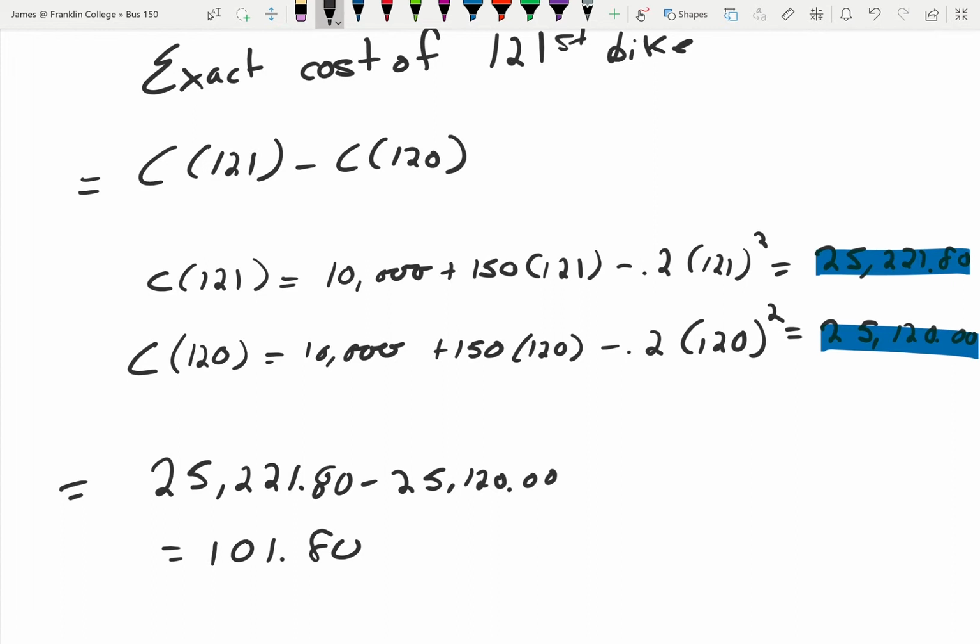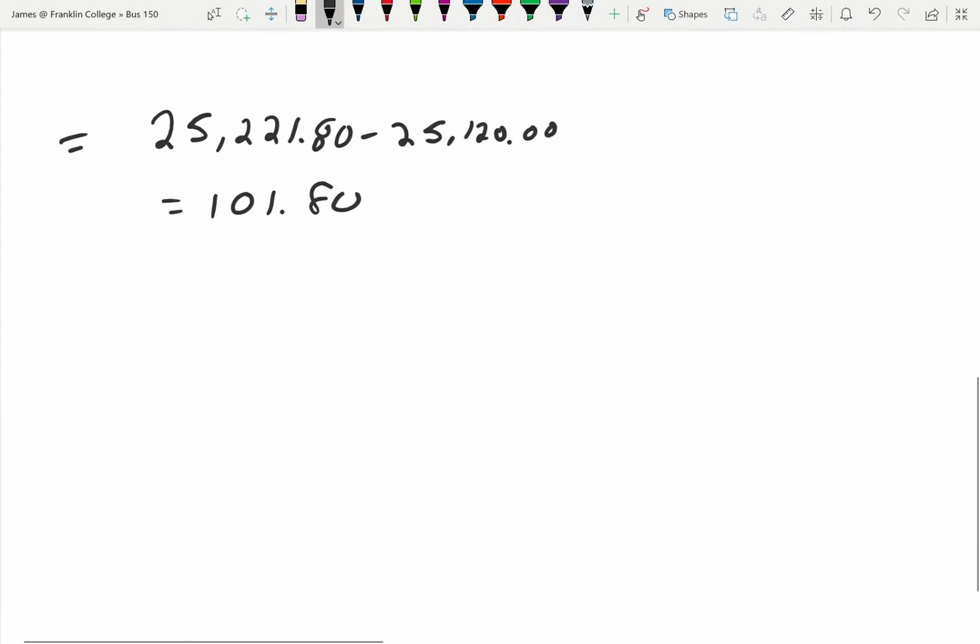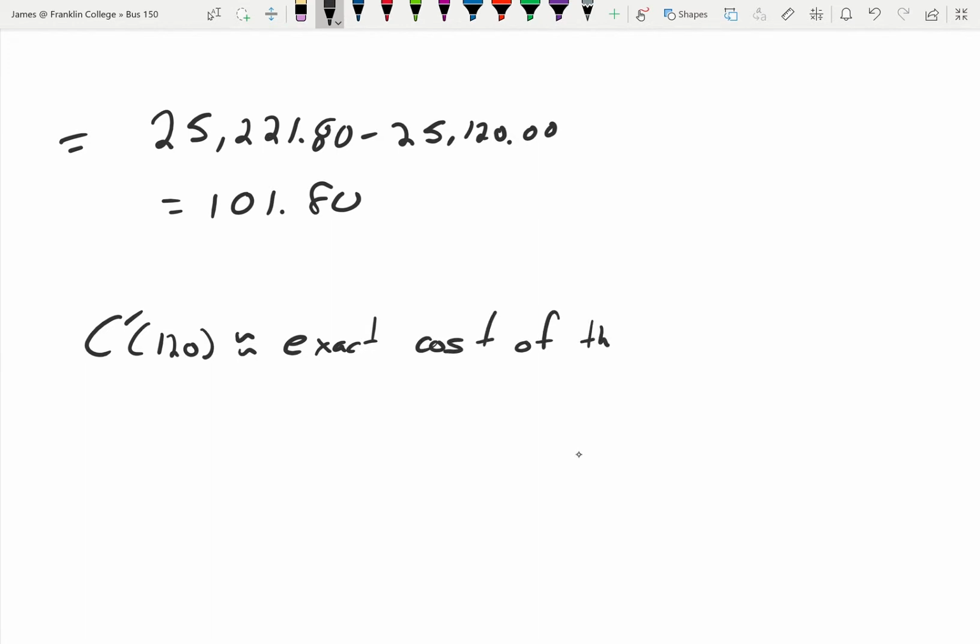Well, that was annoying. I don't know about you, but that seemed like a lot of work. So another way that we can guesstimate it is that C prime of 120 will give a nice approximation of the exact cost of the 121st bike. So all we have to do is figure out the marginal cost equation, plug in 120 for that x value, and that'll give us an approximation of the cost of producing the 121st bike.